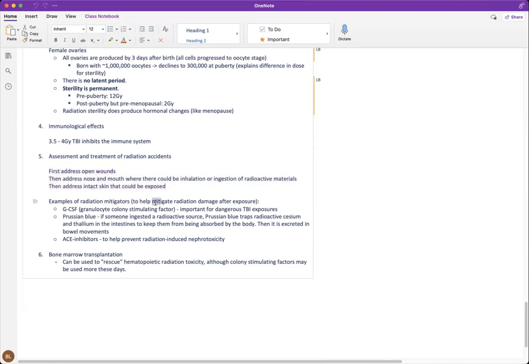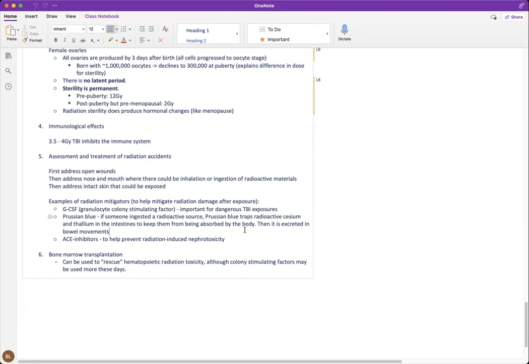Okay, examples of radiation mitigators. So these help mitigate radiation damage after exposure. So we talked about GCSF, which can help save people. Prussian blue. This is another thing that if someone ingested a radioactive source, Prussian blue in the gut helps trap radioactive cesium and thallium to keep them from being absorbed by the body, and then you poop it out.